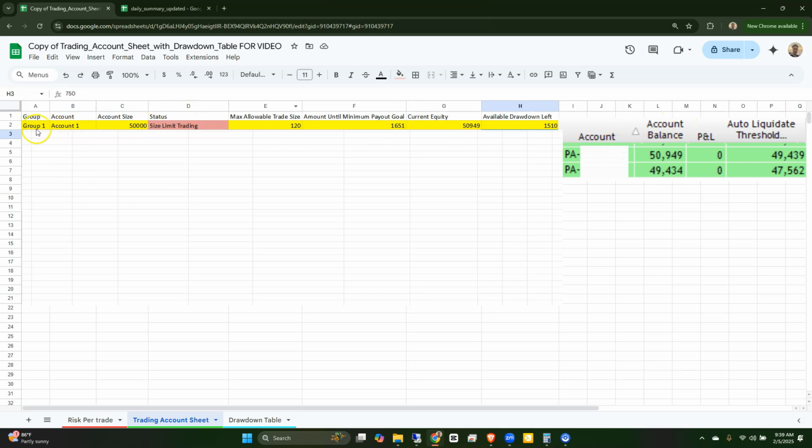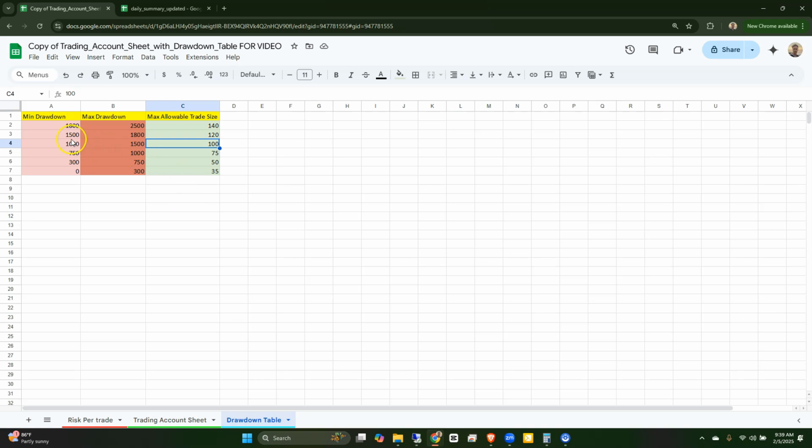And this is group 1, account 1. It's a $50,000 account size, and then I got some labels here. But let's focus on the max allowable trade size. Now that we know we have 1,500, so we're in the 1,510 drawdown table bracket. So we're in this bracket here. We can trade up to $120.